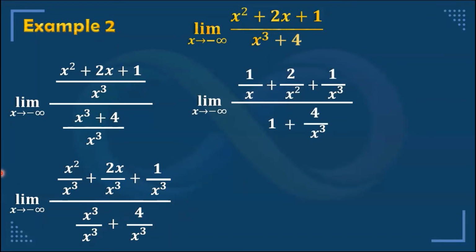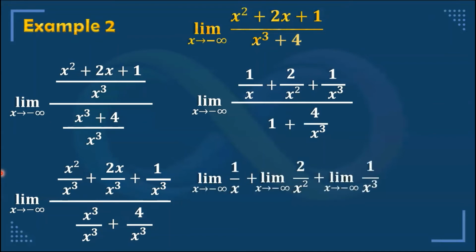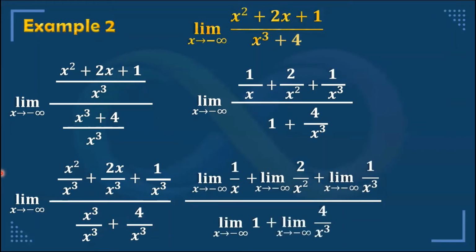Solve for the limit term by term. We have limit of 1 over x plus limit of 2 over x squared plus the limit of 1 over x cubed, all over limit of 1 plus the limit of 4 over x cubed as x approaches negative infinity.